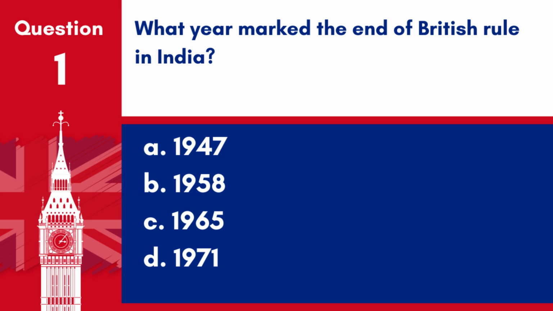Question 1. What year marked the end of British rule in India? A. 1947, B. 1958, C. 1965, D. 1971. Answer: A. 1947. British rule in India ended in 1947, leading to the independence of India and Pakistan.